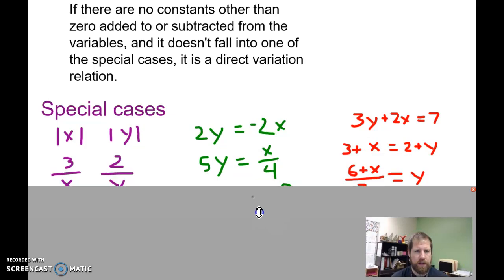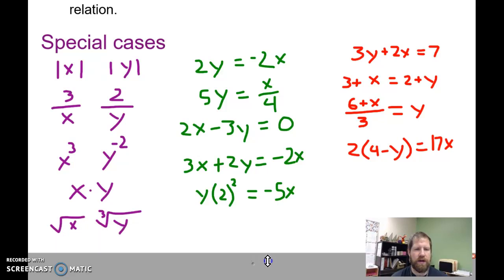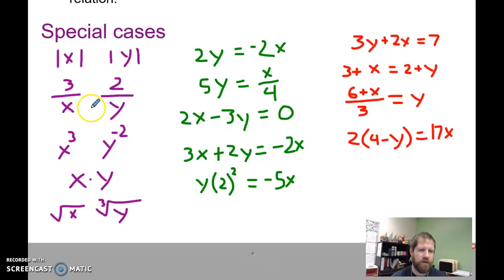Let's look at those special cases. Just as a reminder, they're the same as when you're looking at linear functions. If you have the variable in an absolute value, it's not going to be a direct variation, and it's not going to be linear. If you have your variable in the denominator of a fraction, either variable, it's not going to be a linear equation or direct variation. If you have your variables to a power other than 1, because x to the 1 is the same as just x, but if they're taken to another power, it's not going to be direct variation.